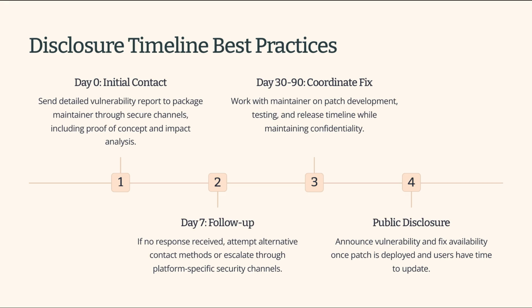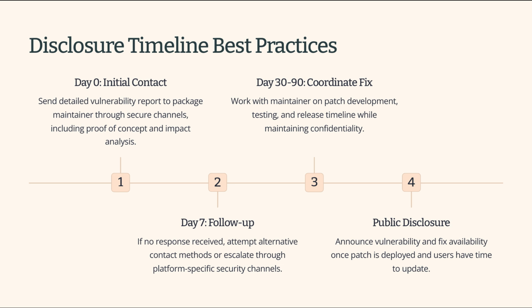As we transition from our discussion on responsible disclosure, let's dive into the best practices for a successful disclosure timeline. First, it's crucial to make that initial contact as soon as you discover a vulnerability. Send a detailed report to the package maintainer through secure channels. Include essential information like proof of concept and an impact analysis to give them a clear understanding of the issue. If you haven't heard back within a week, don't hesitate to follow up or explore alternative contact methods. Communication is key.